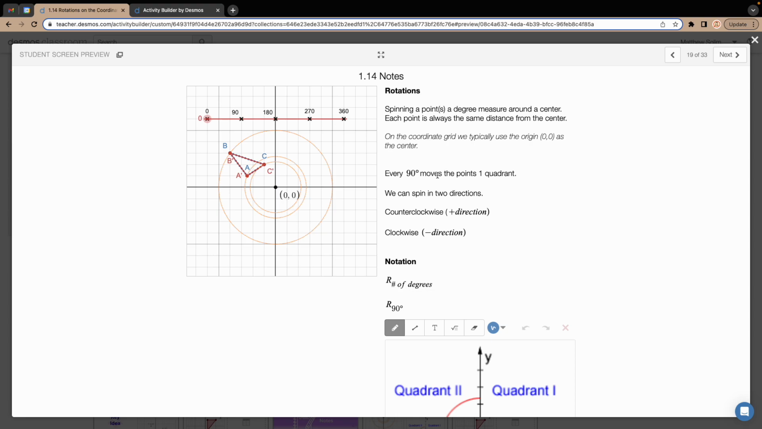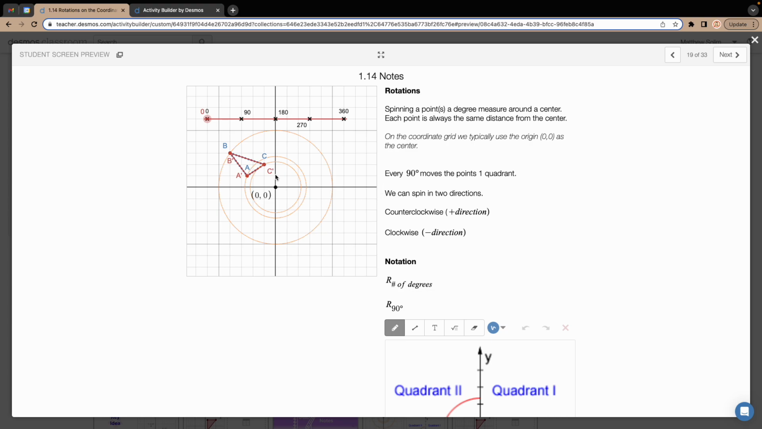So every 90 degrees moves each point one quadrant. So if I spin it 7 degrees, it's not very far, but once I get to 90, it moves from quadrant 2 to quadrant 3. Then if I go 180, now I moved 2 quadrants. If I go 270, 90 more degrees, I moved 1, 2, 3 quadrants. And then if I go 360, I'm back where I started. So every 90 degrees moves you a quadrant. So we typically do rotations in 90, 180, 270. No one really does 360 because it wouldn't move. So 90, 180, and 270 are the big numbers to remember for our rotations.